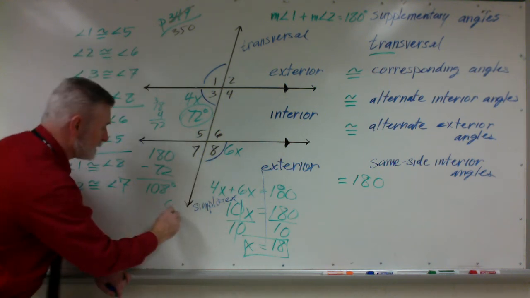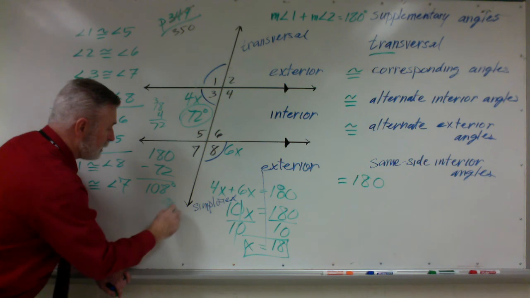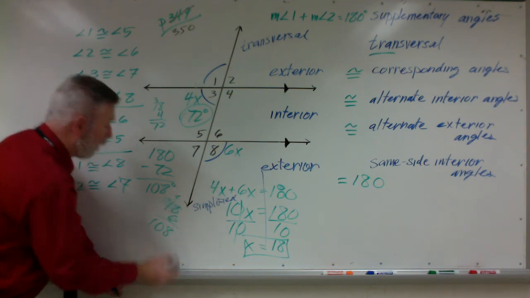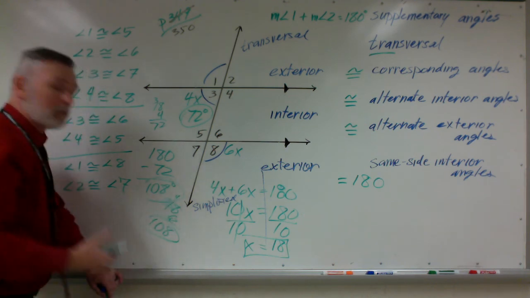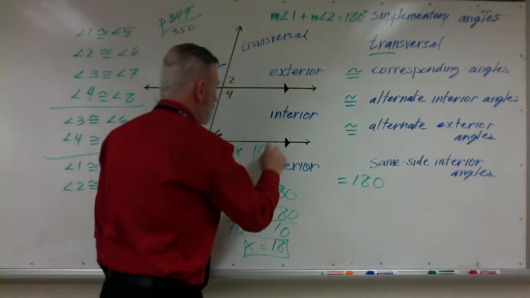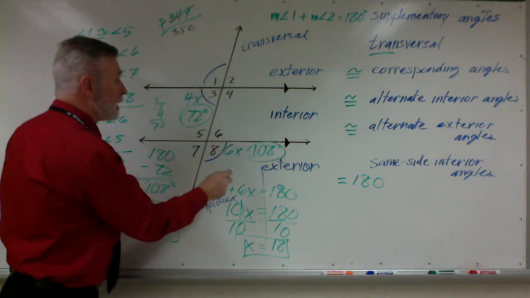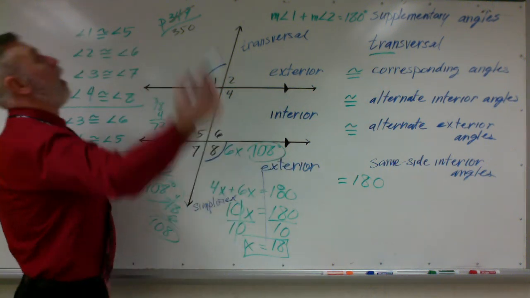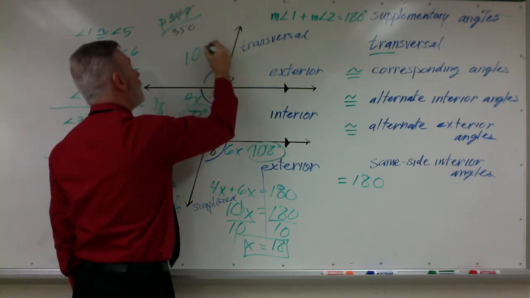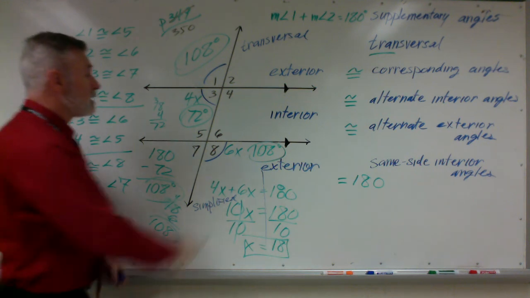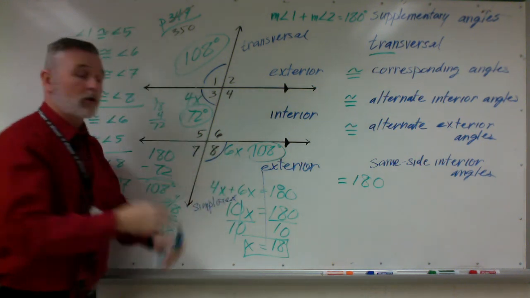Or we could have done these: 18 times 6, 8, 4, it's 108. Whoa! We must be right. So this is 108 degrees. And since that's 108 degrees, this is 108. Nice. Because alternate exterior angles are congruent.